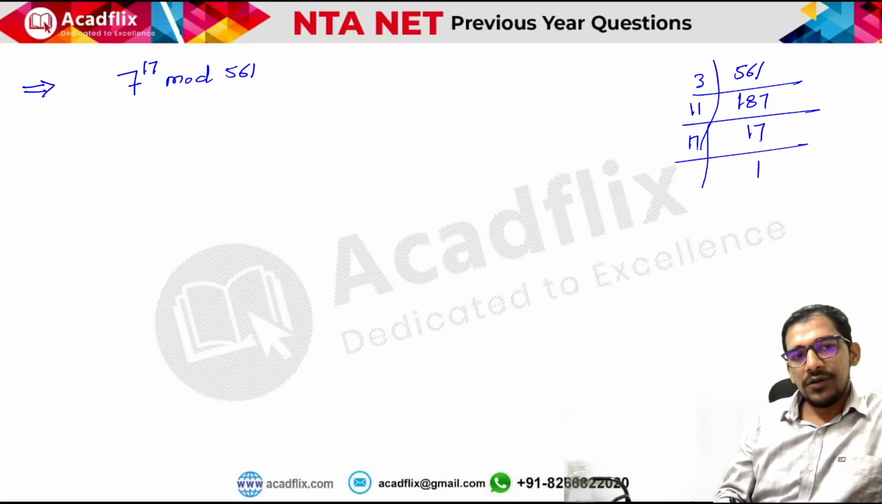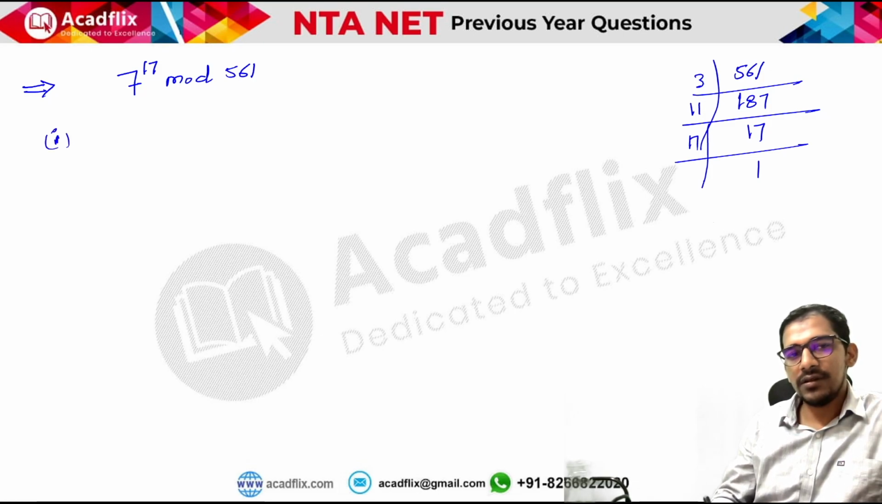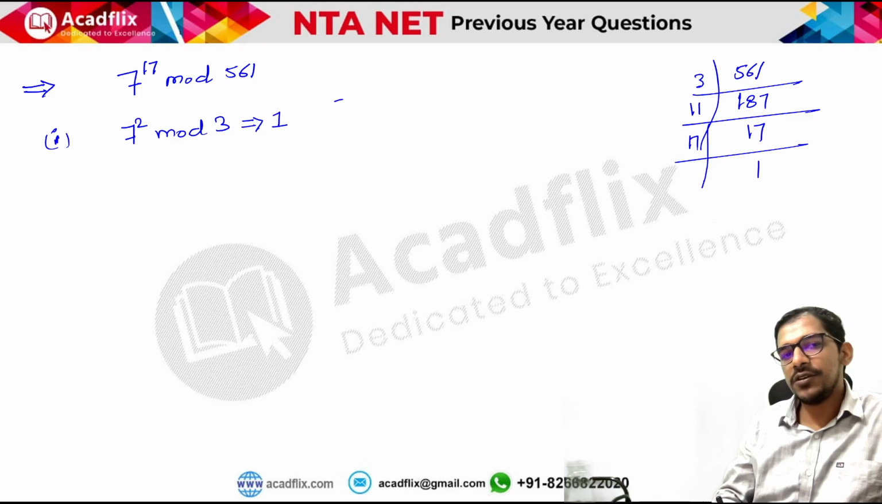So what we can do is, we can write this equation as, first we need to find out the value of 7 to the power 17 mod 3, then 7 to the power 17 mod 11, 7 to the power 17 mod 17. Then we can find out the value of what they will give. So we know that 7 to the power 2 mod 3 will always be 1, right? Because p is equal to 3 here, so p minus 1 is 2. So we have seen this using Fermat's theorem.